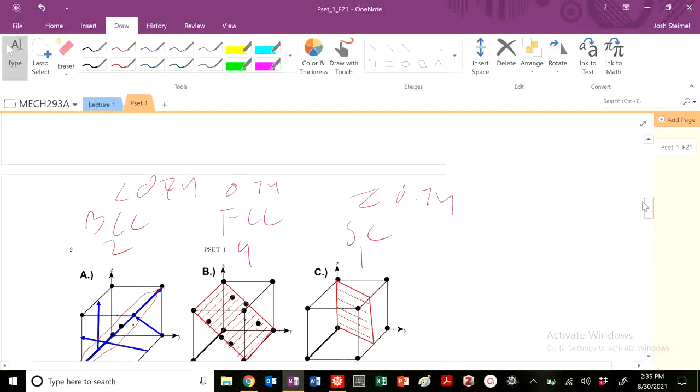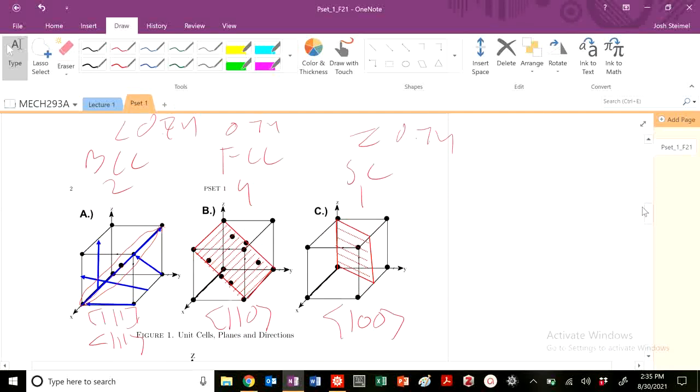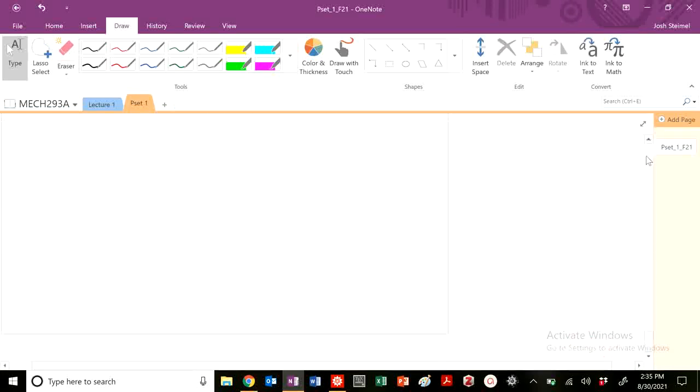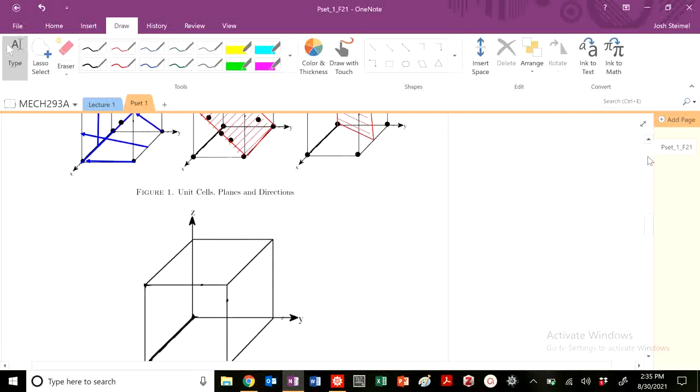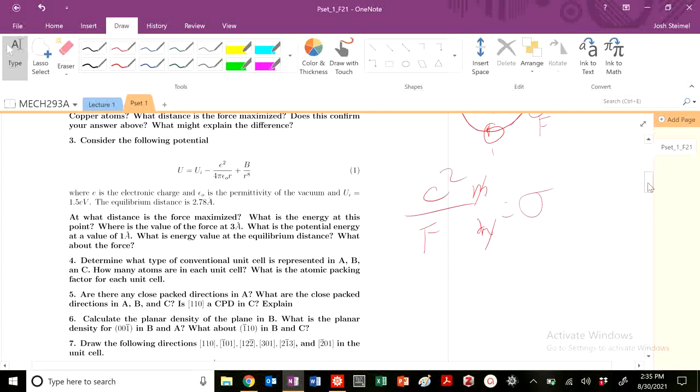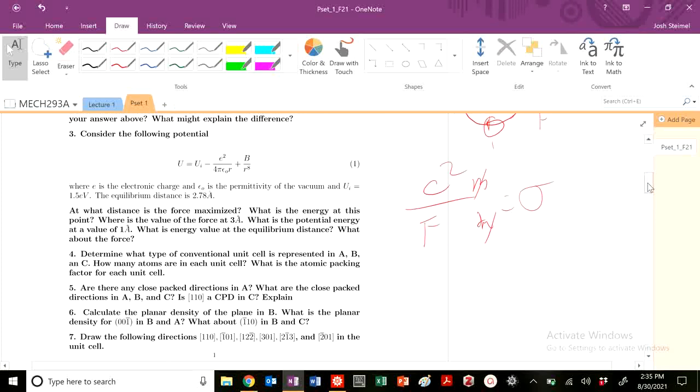All right, let's go ahead. I'm going to erase here. And let's look at what other questions are being asked here. Sorry for the head juking. Calculate the planar density of the plane in B. What is the planar density for 001, and what about 110?